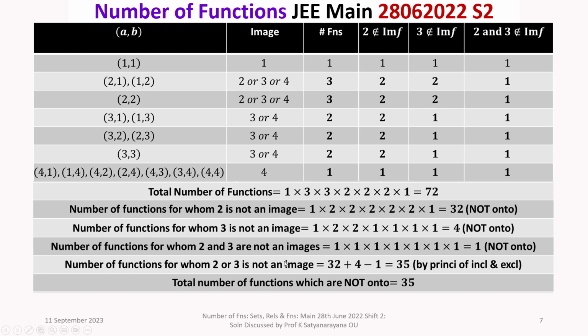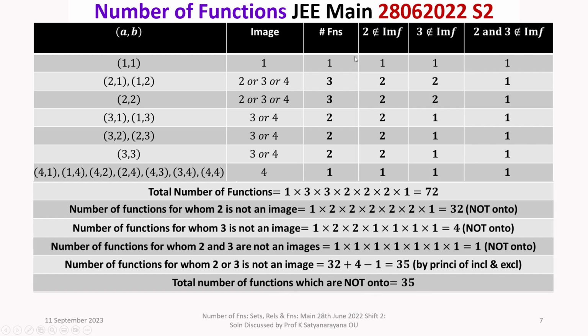Now why 2 or 3? Why not 1 and 4? One may ask. See, there is only one choice, 1, and all these will go to 4. Suppose you say 4 is not an image. That doesn't happen, because every function has to send this one. The total number of functions which are not onto is 35.